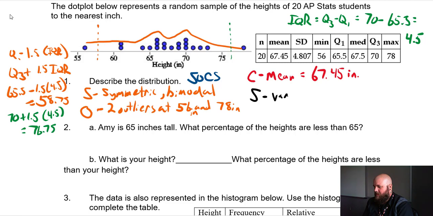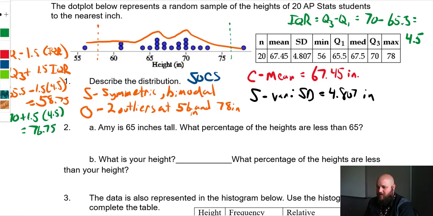So if we have the variability, that's the same thing as talking about your standard deviation, as I said, remember? The standard deviation, which they give us, is 4.807 inches. So in other words, with this data, it typically varies by 4.807 inches from the mean. All right, so that takes care of that. Describe the distribution, shape: if you can label shape and set it out just like that, you're all good.